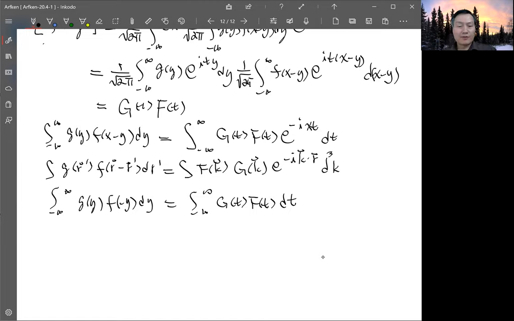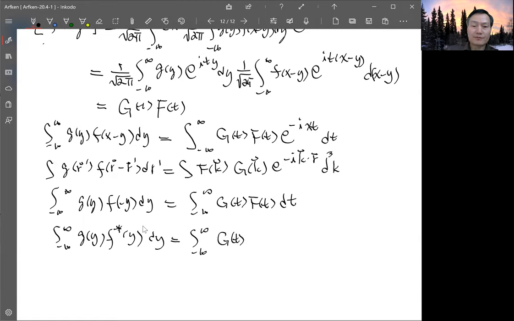And then one thing is, for a real function, there's a relationship between taking the negative argument and the complex conjugate. So if you consider this complex conjugate function instead of f of negative y, then what you will get is the complex conjugate of the Fourier transform.